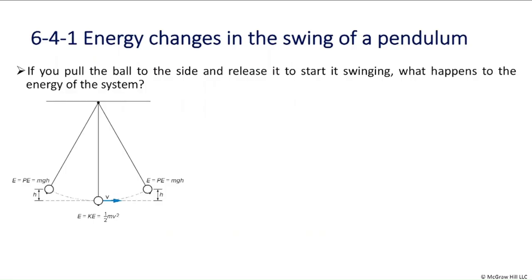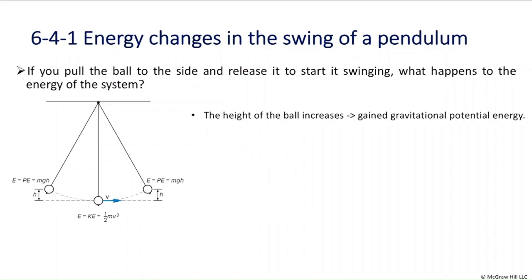Let's look at a simple pendulum, a ball hanging from a string attached to a rigid support as shown in this figure. Now if you pull the ball to one side and release it, what happens to the energy of the system? Take a moment to think about it. Initially when you pull the ball above its resting position, you do work on the ball, which increases its gravitational potential energy. Therefore, at the highest point, the total mechanical energy of the system is entirely its potential energy given by mgh.